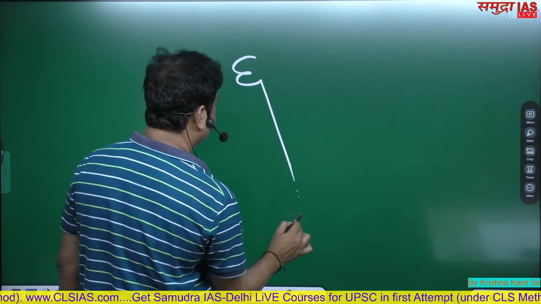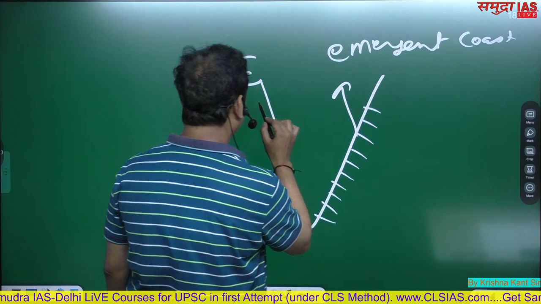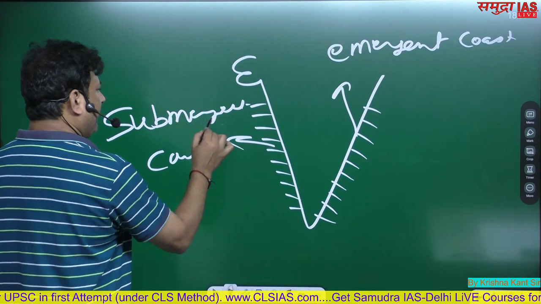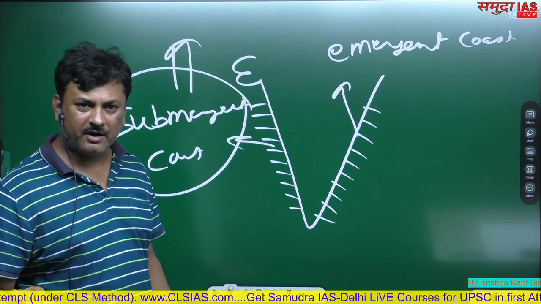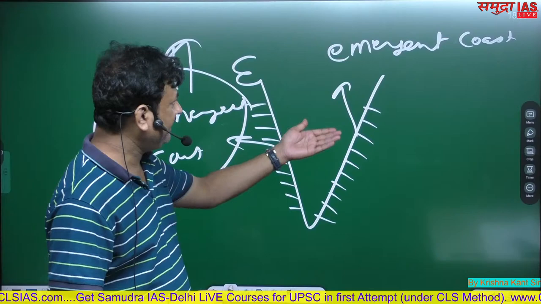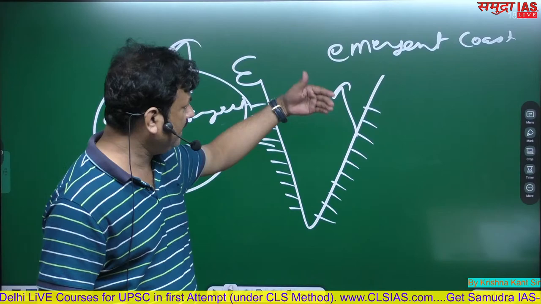Look here. This coast is emergent coast. This part is submergent coast. On submergent coast, a large number of natural ports are found, because submergent coast provides favorable conditions. But this part is emergent coast, which comes out from the oceanic water. So on emergent coast, natural ports are generally absent. And this is the reason.